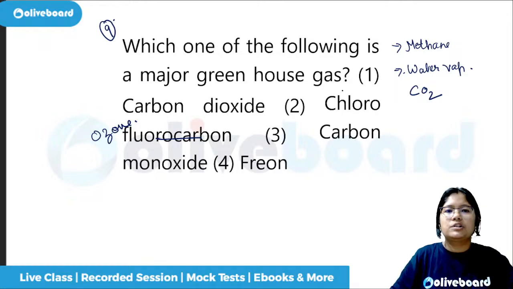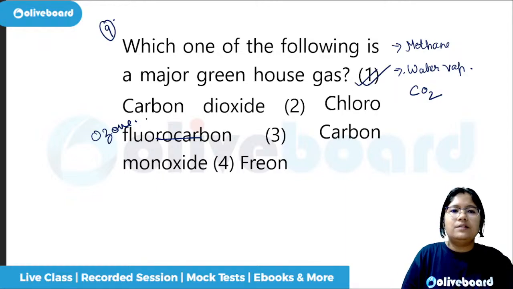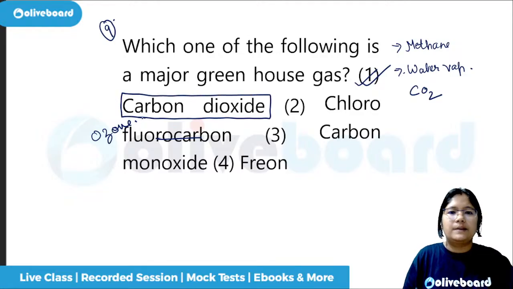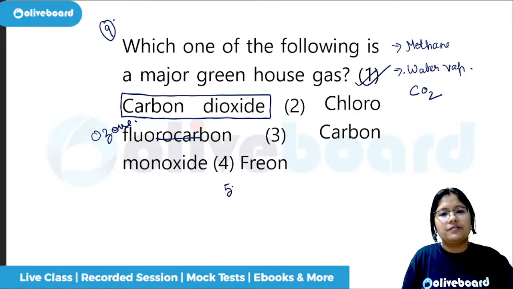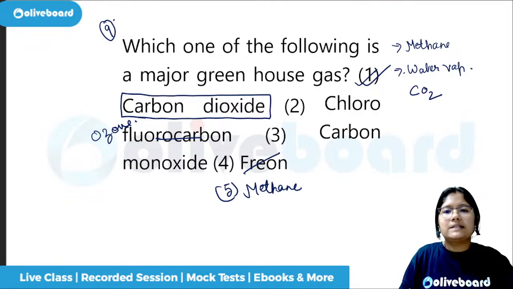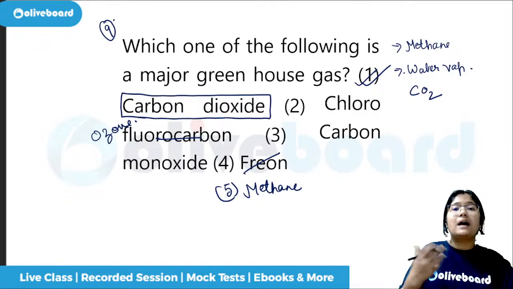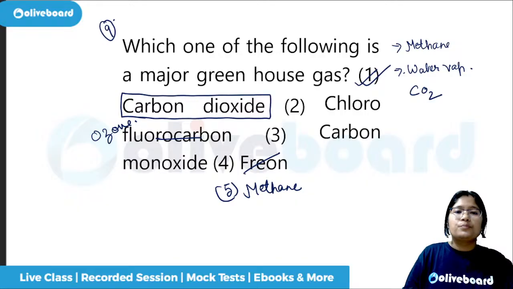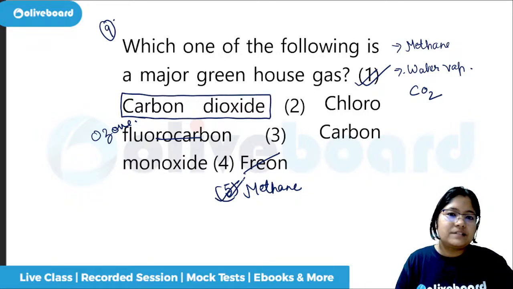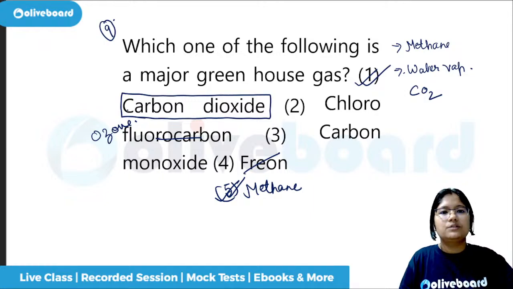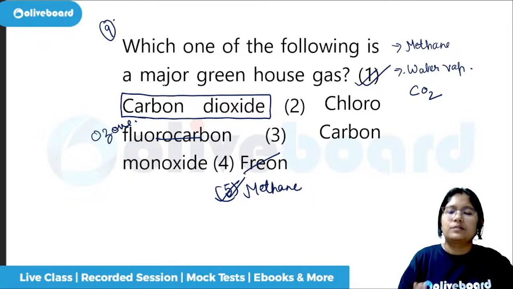Yes, correct. So option number 1, which is carbon dioxide, we are selecting that the major greenhouse gas is carbon dioxide. But if I put an option number 5 here, or if I remove this and put say methane here, then both carbon dioxide and methane are correct, but which is higher, say, in ratio? So we have more methane. So in that case, we would have selected methane. Now it is not there, so we are selecting carbon dioxide.